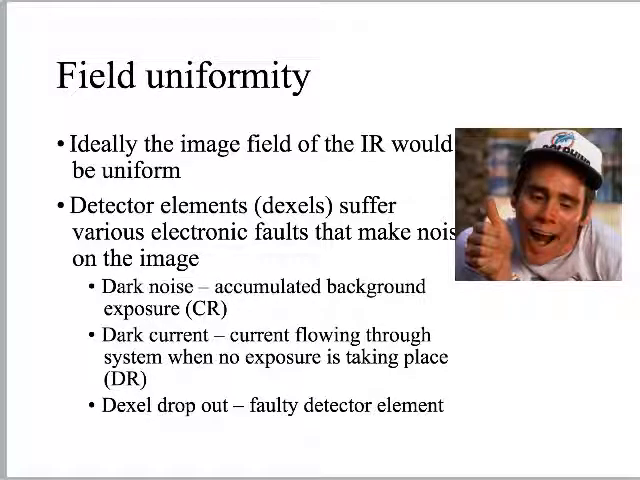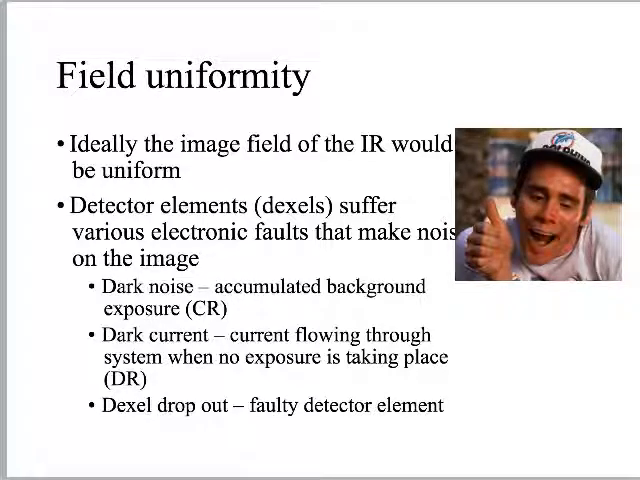The main three are dark noise, right? And this is accumulated background radiation on a computed radiography phosphor plate. So believe it or not, the CR cassettes are actually more susceptible to background radiation than film cassettes were. So you might be wondering, well, how come we don't keep our CR cassettes in a lead-lined container like we used to with film? That's a great question.